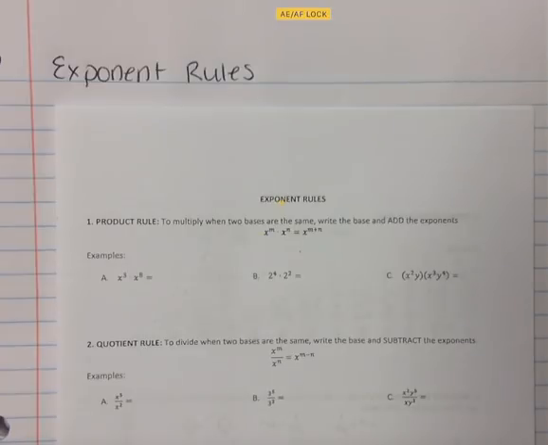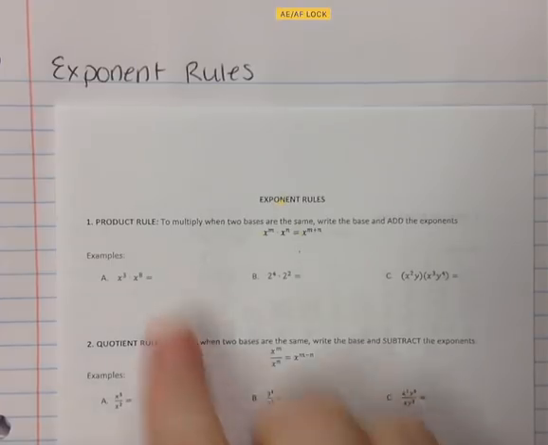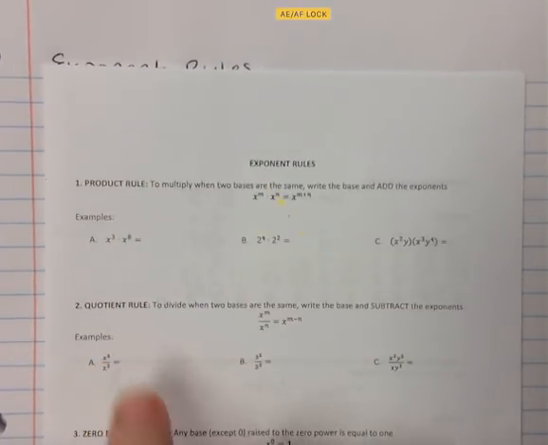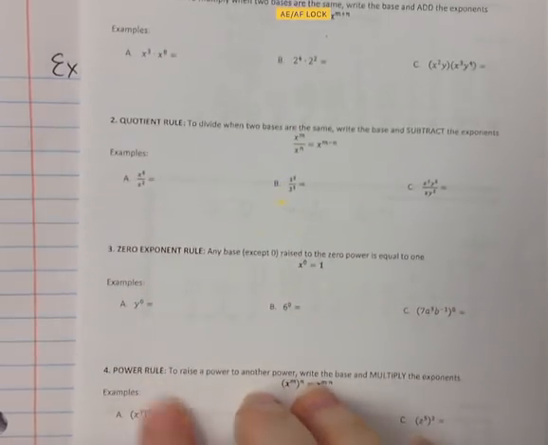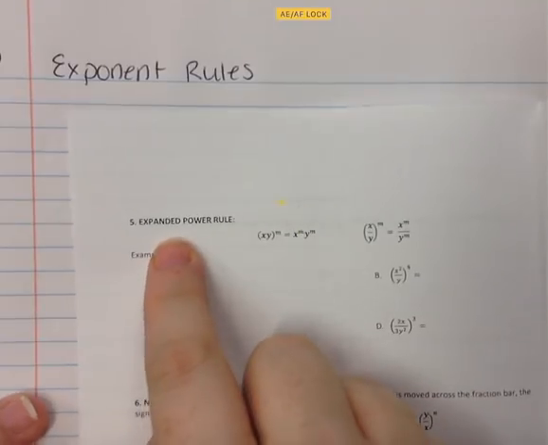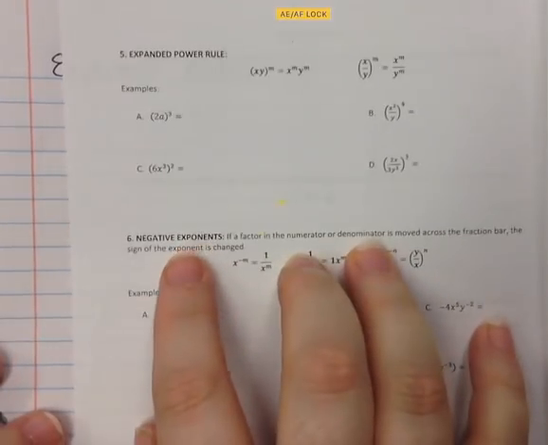This video is going to be explaining exponent rules. There are multiple different rules. We have the product rule, the quotient rule, the zero exponent rule, the power rule, and inside we have the expanded power rule, and then the negative exponents.